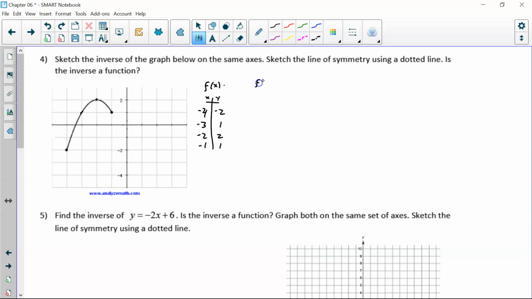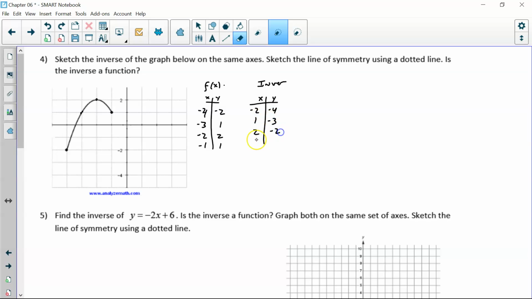So for our inverse, f inverse of x, we have x and y. I don't like that I use that inverse notation, and I'll talk about why. So switch the x and the y's. -2, -4. 1, -3. 2, -2. 1, -1. So we plot those points.